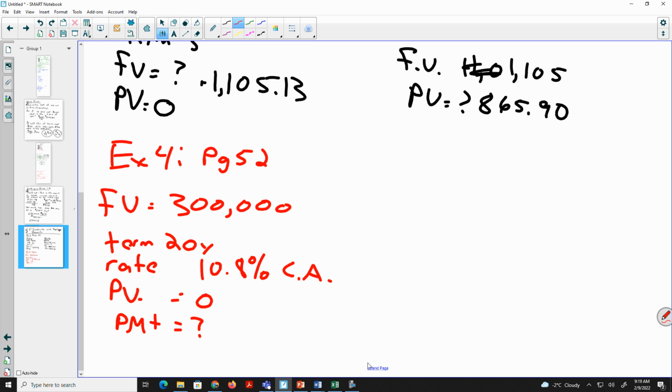Okay. So you want to have a future value of 300K. You've got a 20-year term to do it with a rate of 10.8%. 10.8%, by the way, is a phenomenal rate. Compounded annually. Present value 0. You want to know what your payments need to be.